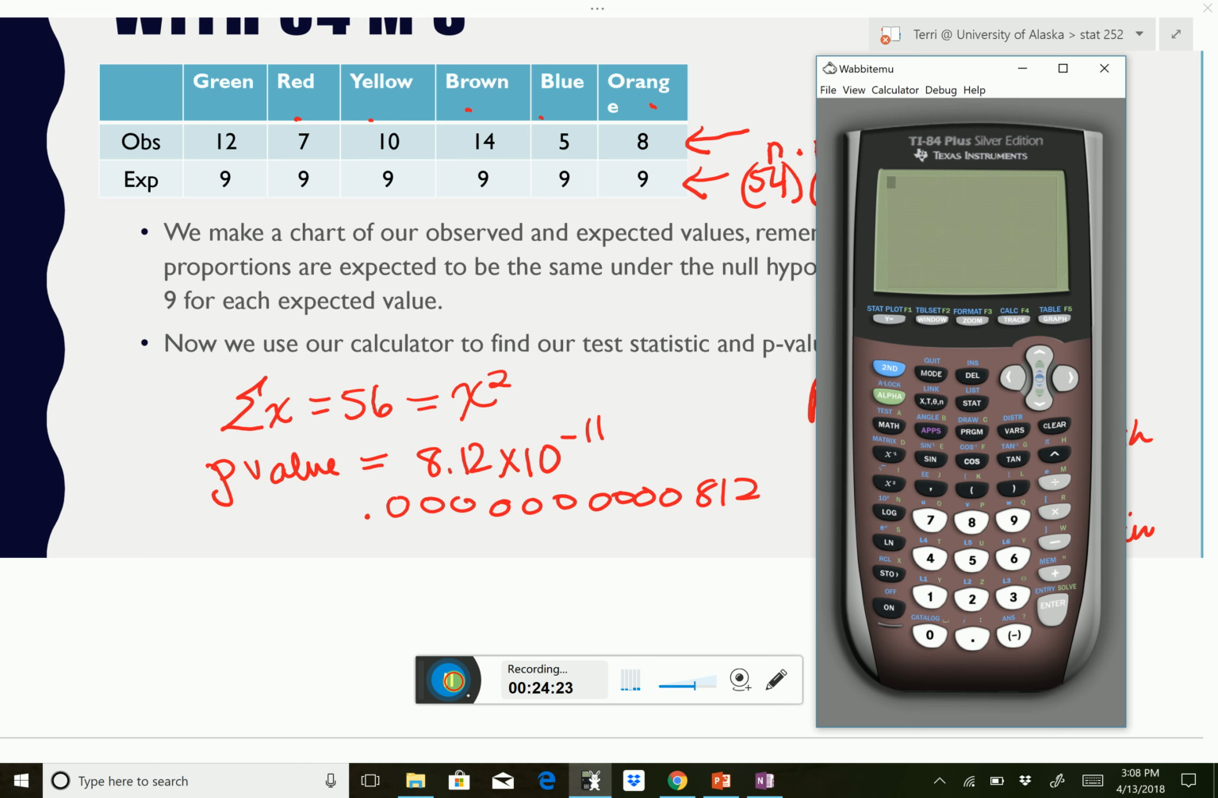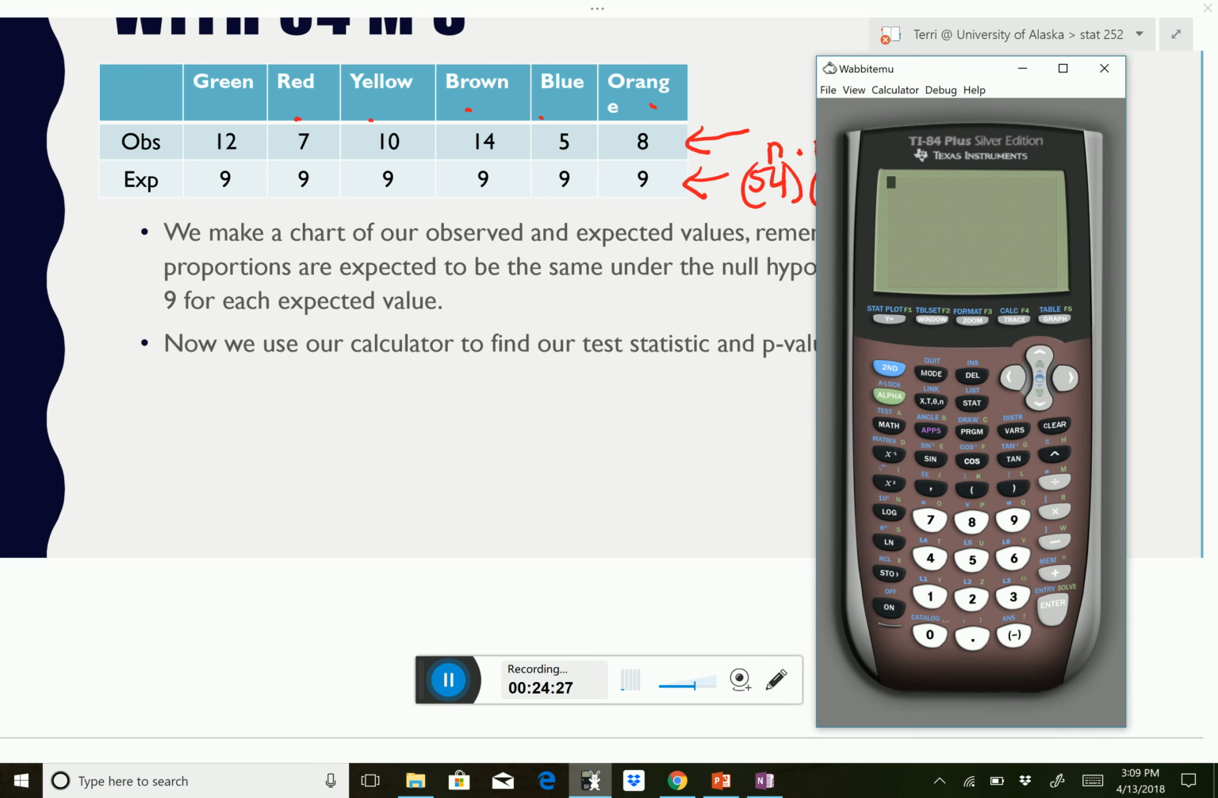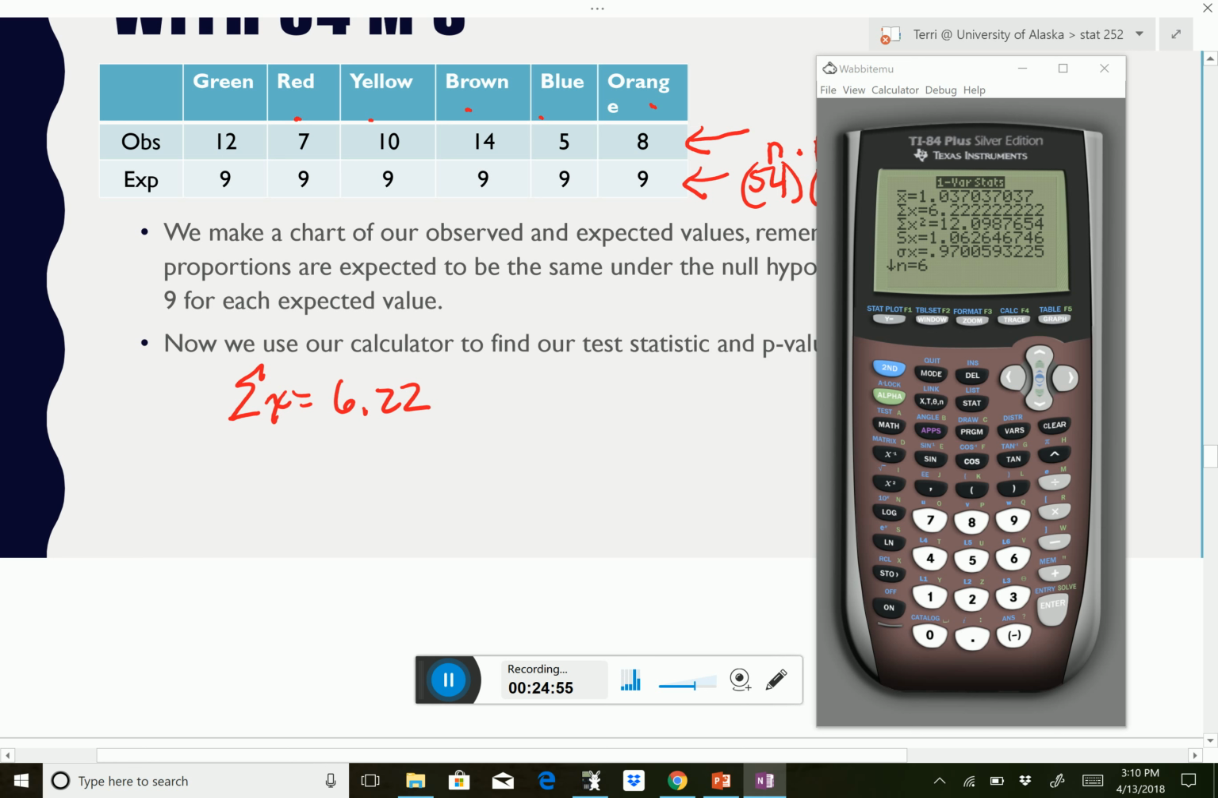Okay, let me pause for a second. Okay, backing up again. What I had done before, when I did my 1var stats, I accidentally used list 1 instead of list 4. So very, very important. I'm not going to re-record this because I want you guys to see how easy it is to make that mistake. So list 4, make sure that's the frequency list and hit calculate. And the sum of my x is now 6.22. That is my chi-square value.